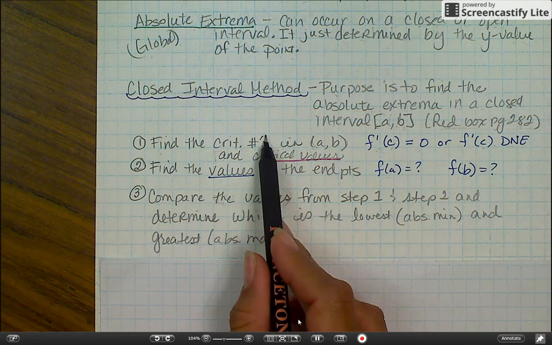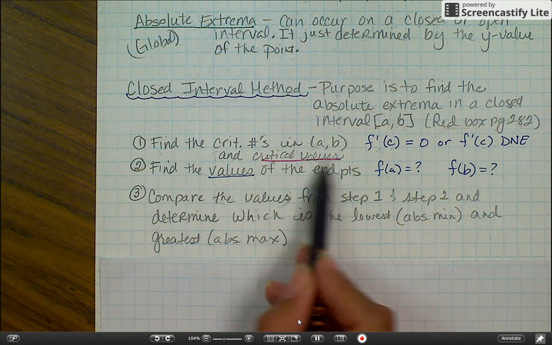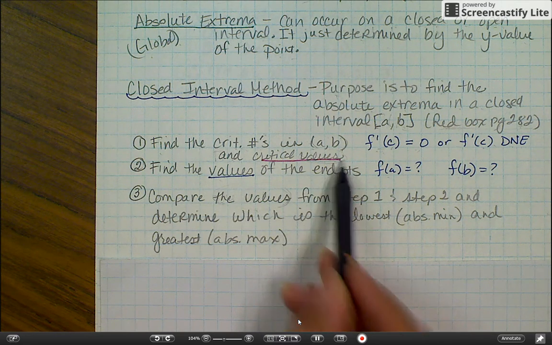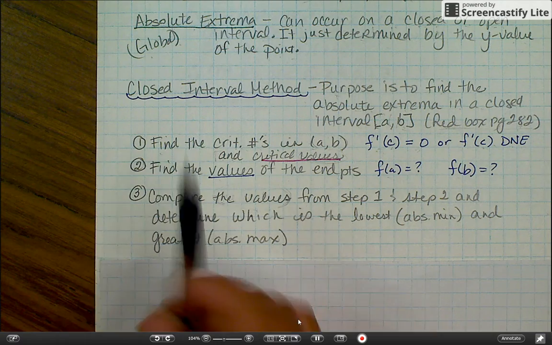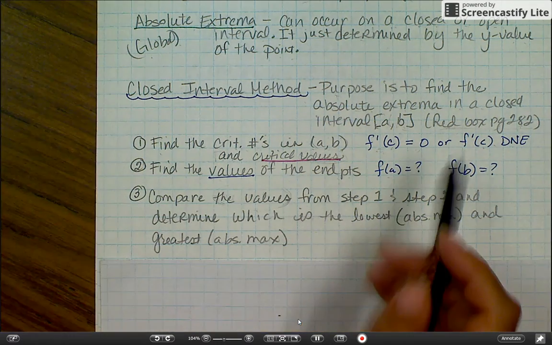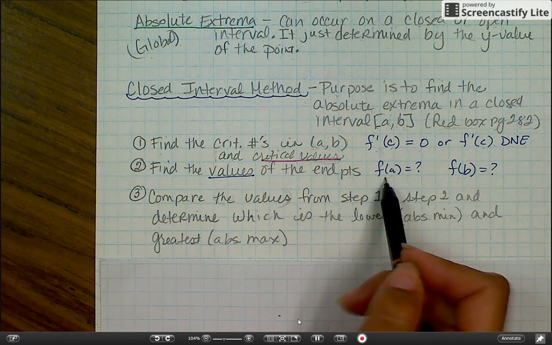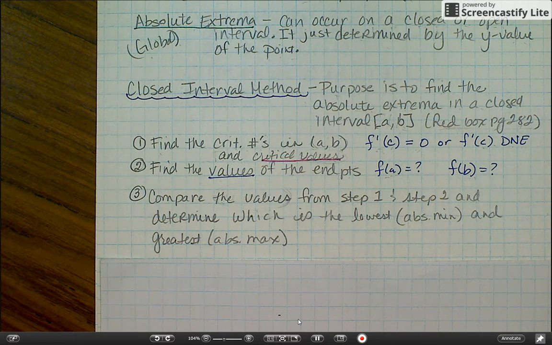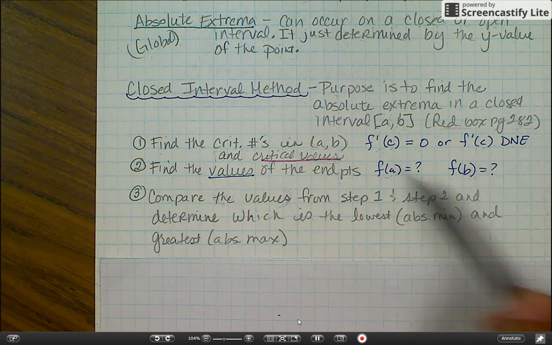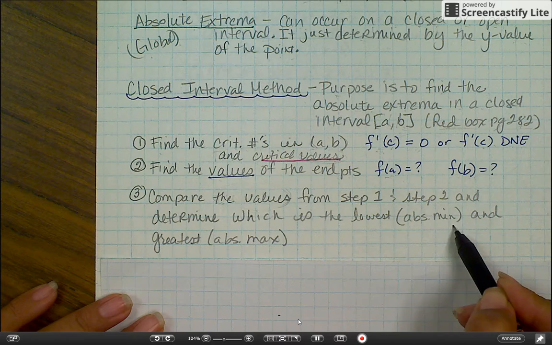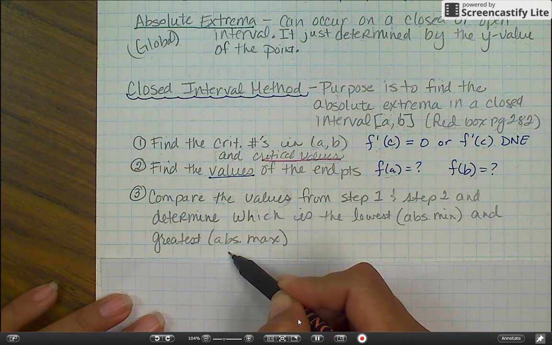Once you have your critical numbers, then find the critical values. What are values again? That is the y value. The next step is to find the values of the endpoints. So you would take f of A and f of B and find out what those are. The third step is to take all of these values and compare them and find out which one is the lowest value, that would be the absolute minimum, and which is the highest value, that would be the absolute maximum.